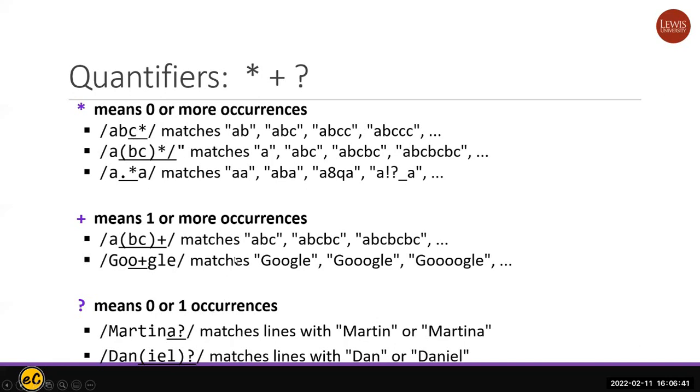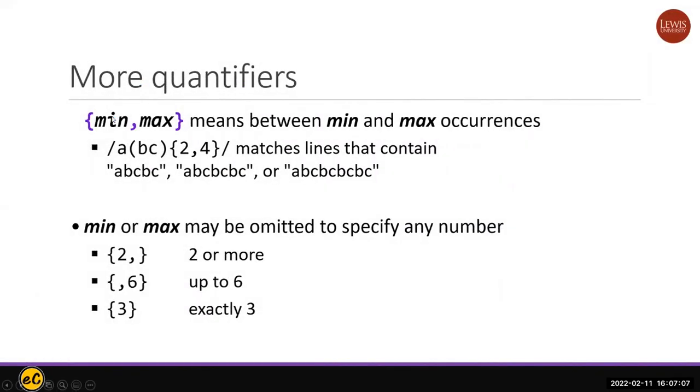So here Martina or Martin, you can use this. This question mark only affects the A. If you want the whole Martina, you have to use parenthesis. So Daniel or Dan, this one is Daniel or Dan. For quantifiers, you can use a minimum, maximum, or a single number for the number of times. Only 3 means exactly 3 times. 2 comma means 2 or more times. Comma 6 means up to 6 times. So that's more quantifiers.